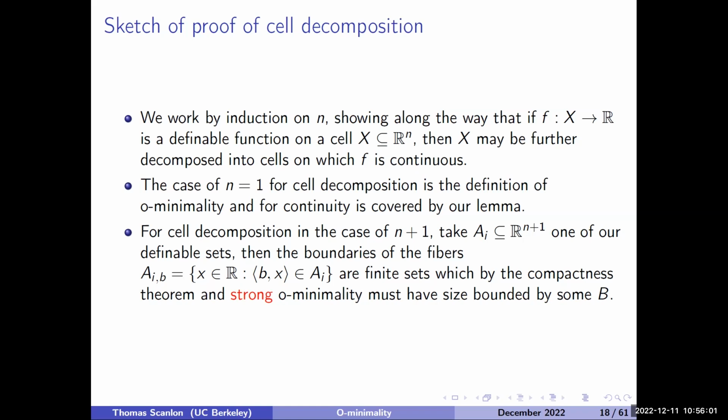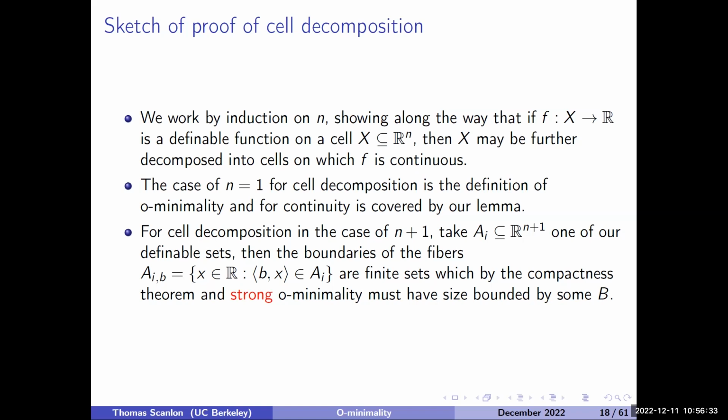And you can look at the function which picks out the first boundary point, this one there. Look at the function which picks out the second boundary point, which is this one here. And this one has a third boundary point and a fourth boundary point. Those are all definable functions, and hence by induction, continuous after you self-compose.